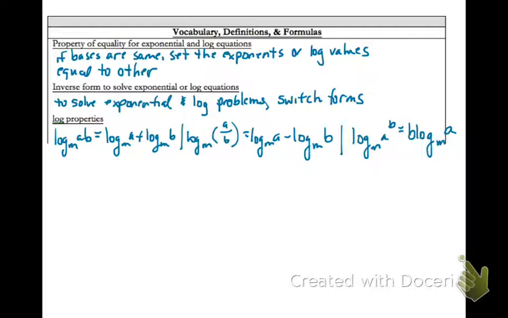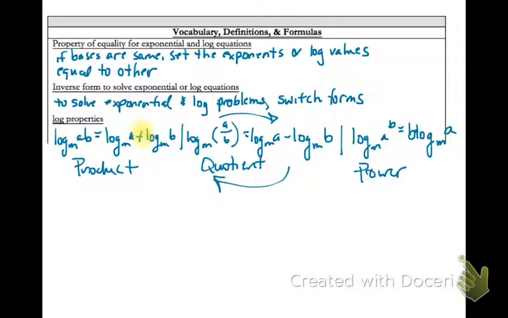So real quick, here's a review. Remember, the product property allows us to rewrite the logarithm as a sum. The quotient property allows us to rewrite the logarithm as a difference. And the power property allows us to rewrite the logarithm with the power being multiplied by the log. And remember, we can use these properties to expand, or we can use the properties to condense.